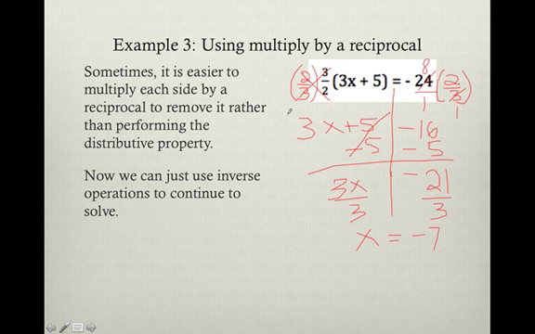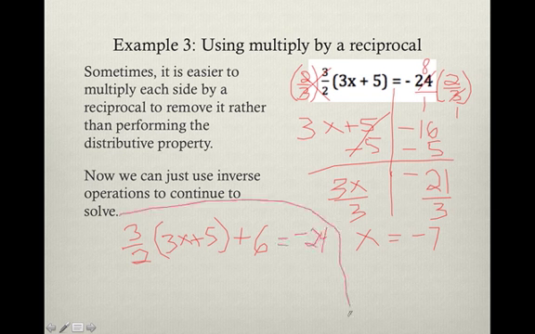Now, you have to be careful when you use this property, because there are times when you can't use it, or you have to be careful in your use of it. If I had my problem look like this, notice how this is different than what I began with. Notice over here, this product is all by itself on one side. Here, the product is not by itself.